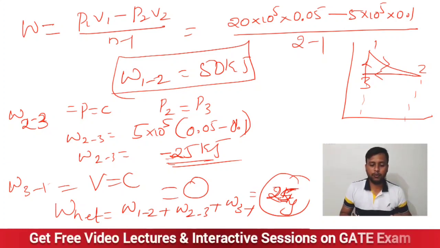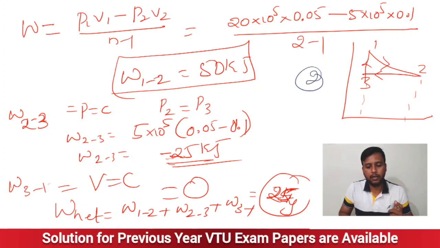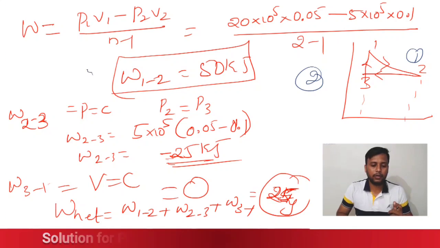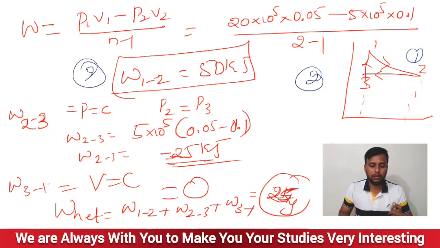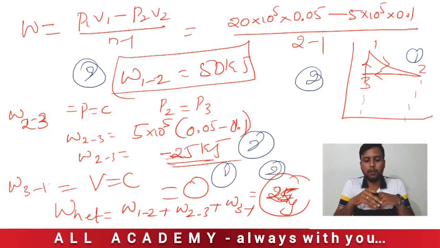Now, how will the marks be distributed here? When you calculate the pressure, that is 5 bar, you will get 2 marks, and for this one you will get 1 mark. Then calculation of work done, 2 marks, total 5 marks here. Then here 2 marks, and work done here 1 mark. So 5 plus 3, 8. If it is asked for 10 marks, then 2 marks will be allotted for the net work done. This is how the marks are distributed for this numerical.